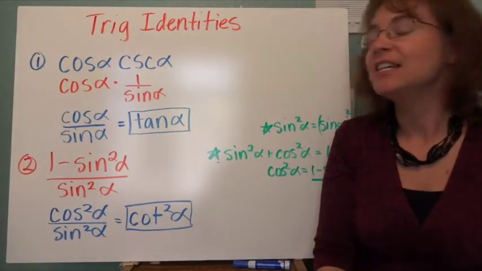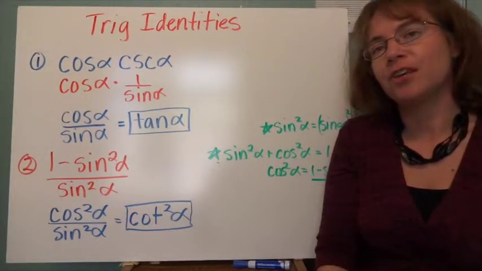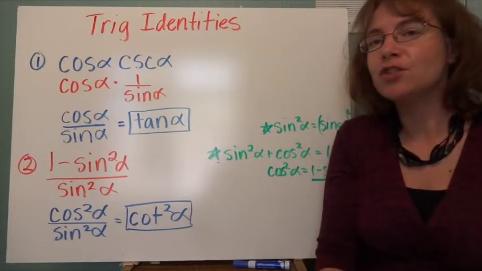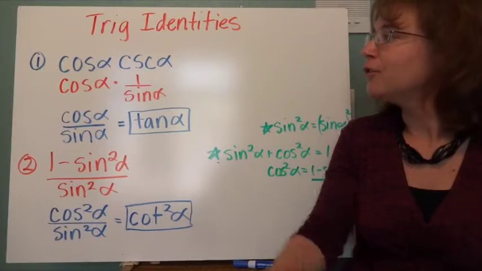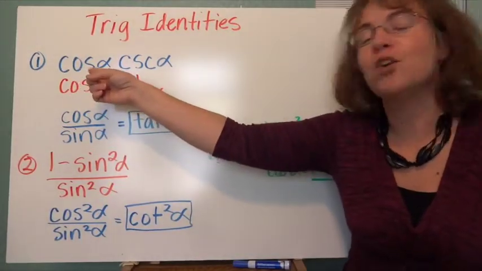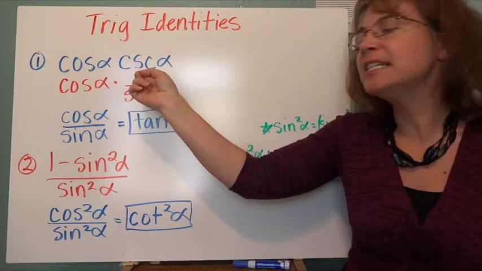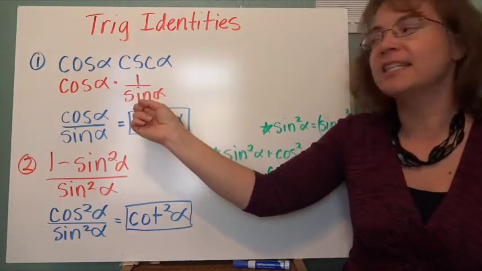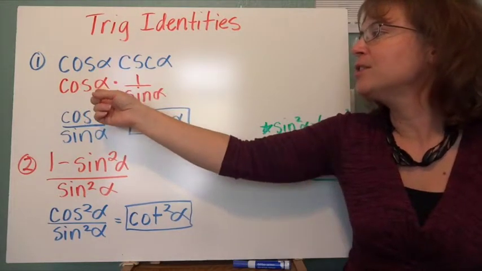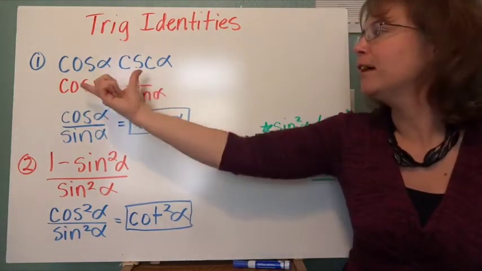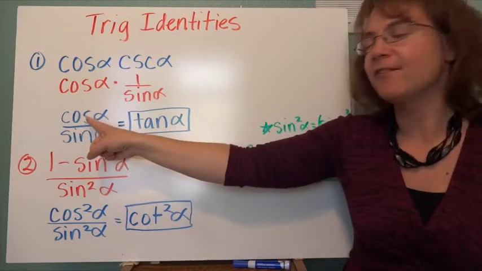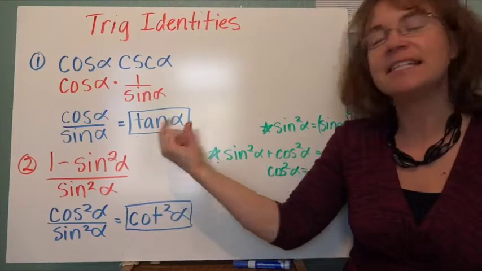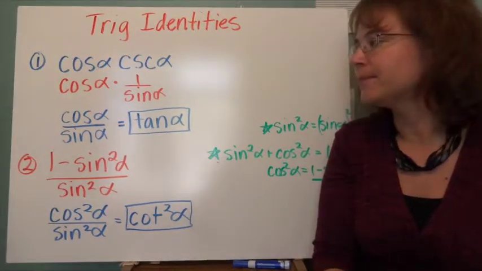Trig identities. When we're given a trigonometric equation or expression, sometimes we can simplify it by using what we know about trig identities. For example, on number 1, we have cosine of alpha times cosecant of alpha. Cosecant we can just rewrite as 1 over the sine of alpha. So now we have cosine of alpha times 1 over the sine of alpha. Multiply straight across, and I have cosine of alpha over sine of alpha, and that's one of our identities. That's equal to tangent of alpha.